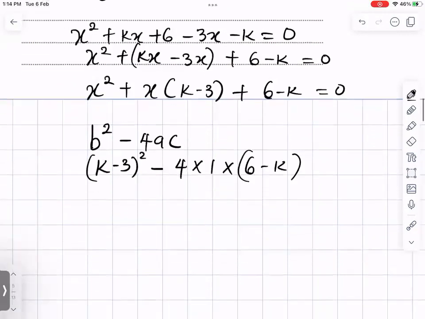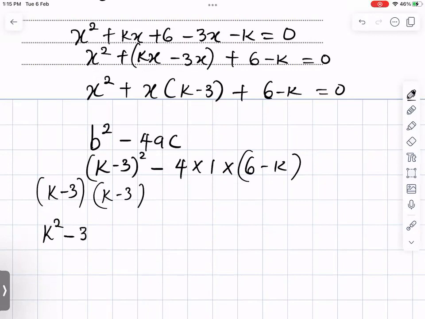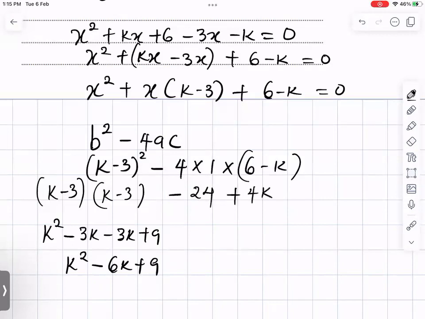Okay, so this is what we have. Expanding this, I have (k minus 3) into (k minus 3). This gives k squared minus 3k minus 3k plus 9, which gives us k squared minus 6k plus 9. And moving to the other part, I have minus 4 times 6, that gives me minus 24, and minus 4 times k gives us plus 4k. So I bring these two together, which gives me 0.